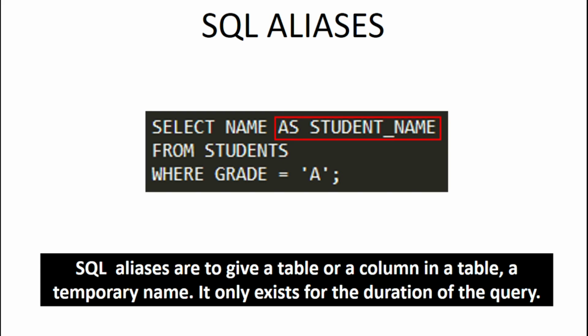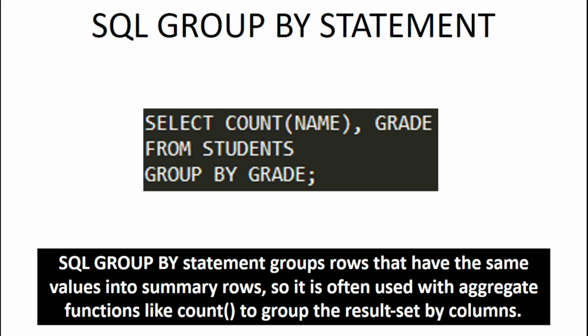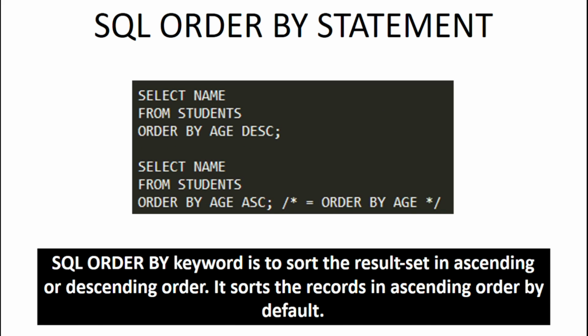SQL aliases are used to give a table or a column in a table a temporary name. It only exists for the duration of the query. The SQL GROUP BY statement groups rows that have the same values into summary rows, so it is often used with aggregate functions like count to group the result set by columns.